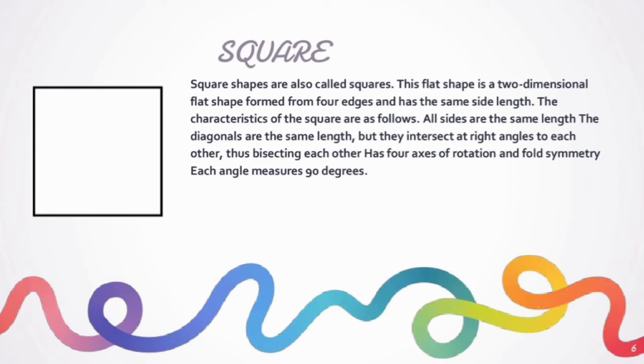Square shapes are also called squares. This flat shape is a two-dimensional flat shape formed from 4 sides and has the same side lengths. The characteristics of the square are as follows. All sides are the same length, the diagonals are the same length, and they intersect at right angles to each other, thus bisecting each other. It has 4 axes of rotation and fold symmetry. Each angle measures 90 degrees.